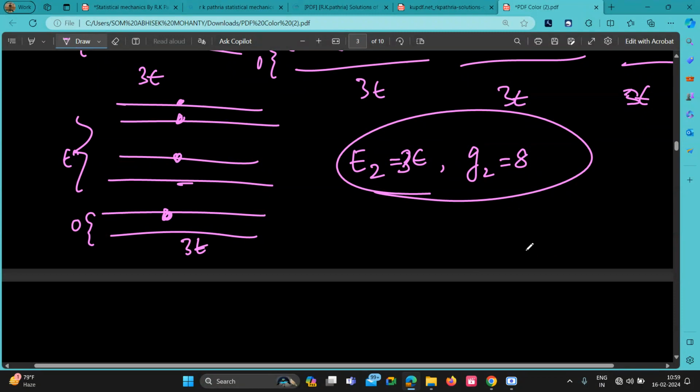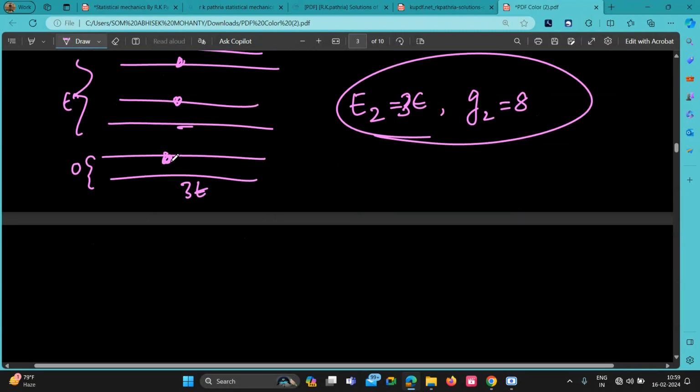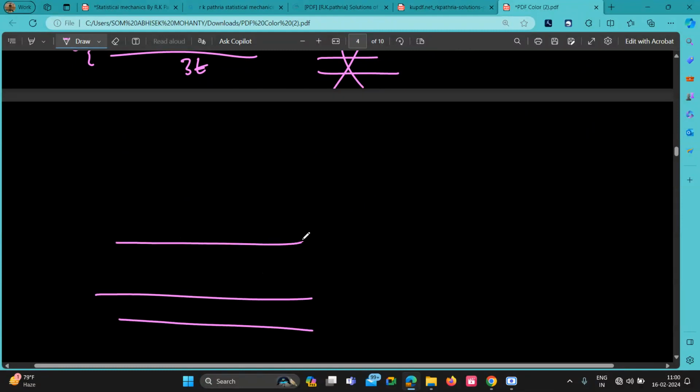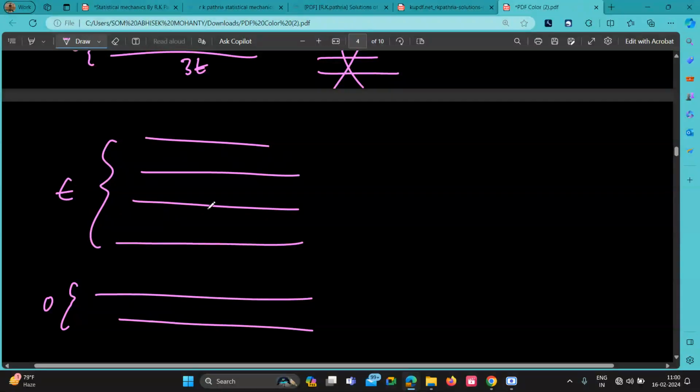Alright. Now let's try to arrange. Let's not have any particle in the 0 level. We have taken at least one particle in the 0 level so far. So if we do not keep any particle in the 0 level, that means all the particles should be here in the epsilon level, and that's it. This is only one arrangement here, 4 epsilon, because we cannot interchange them because these are indistinguishable, and we will never be able to recognize which particle is which. So we won't be able to exchange their positions. So only one arrangement is there in epsilon. So E3 is equal to 4 epsilon, and G3 is equal to 1.